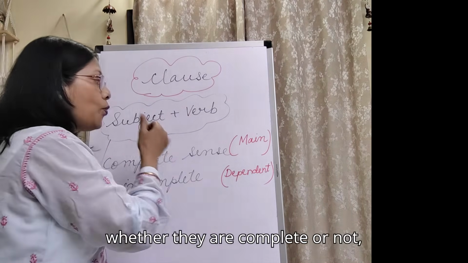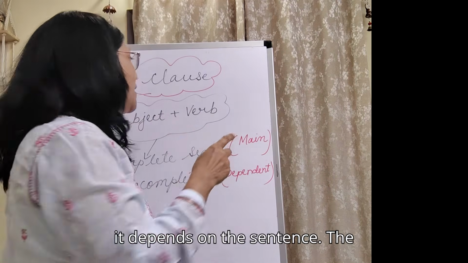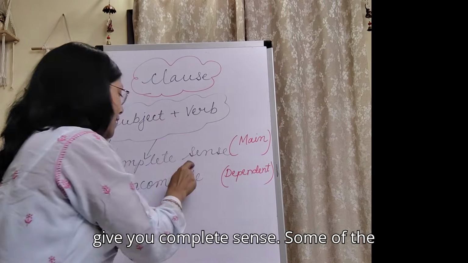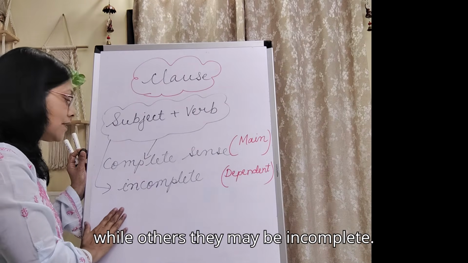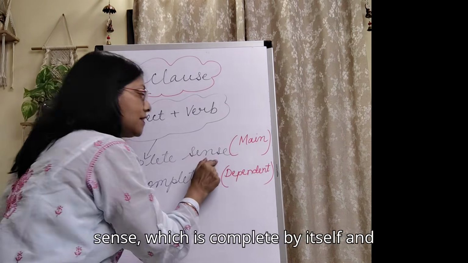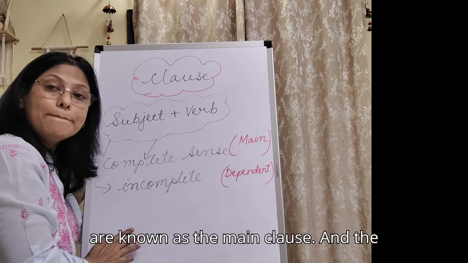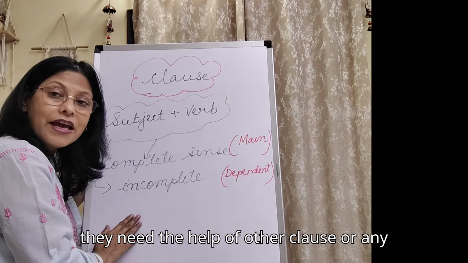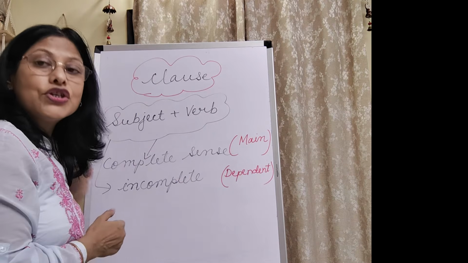Now, clauses, whether they are complete or not, depends on the sentence. Some of the clauses can give you complete sense, while others may be incomplete. The ones which give you the complete sense, which are complete by themselves and you get the complete information, are known as the main clause. And the ones which are not complete in themselves and need the help of another clause or any phrase are known as the dependent clause.